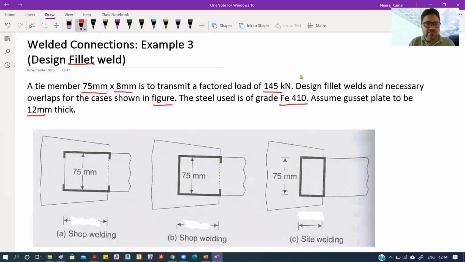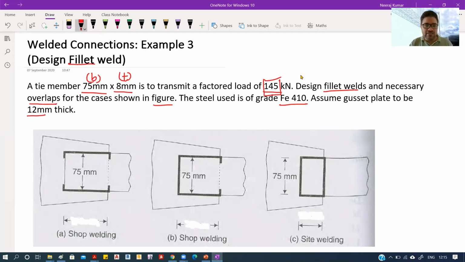So in this case, there is a tie member and the dimension of tie member is 75 by 8. So 75 will be the width of this tie member and thickness of tie member will be 8. And this tie member needs to transmit a factored load of 145. So this is the required load which it needs to transmit through the joint. So to transmit this load, we need to design the fillet weld, and in the fillet weld, we need to find out the necessary overlap in the three cases.